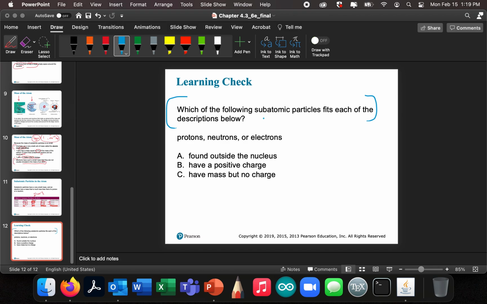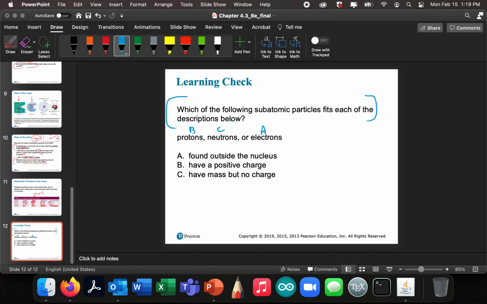Which of the following subatomic particles fits each of the descriptions below? Found outside the nucleus. That would be electrons. Have a positive charge. That would be protons. And have a mass but no charge. And that would be neutrons.